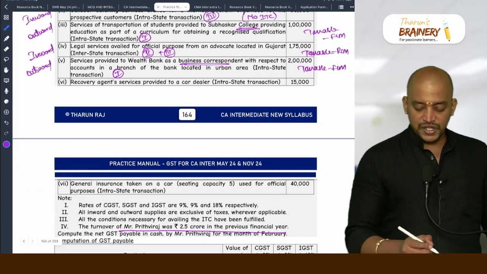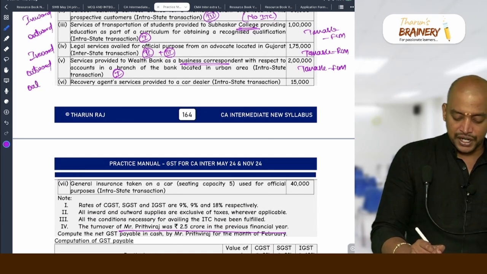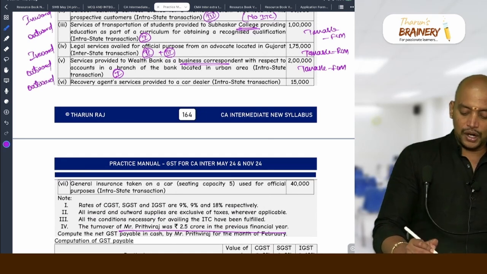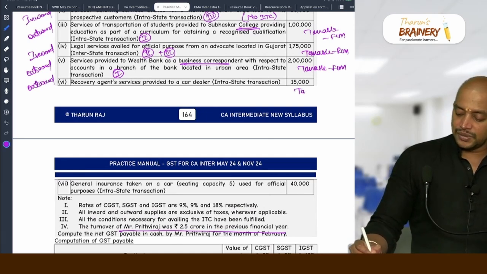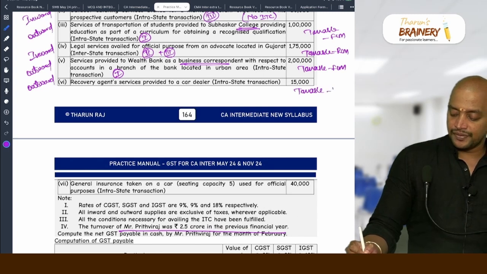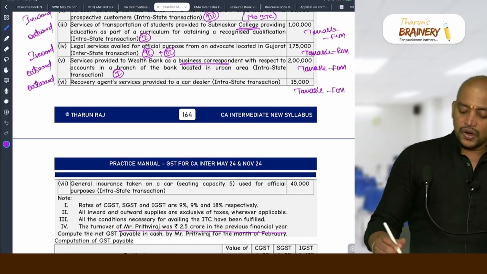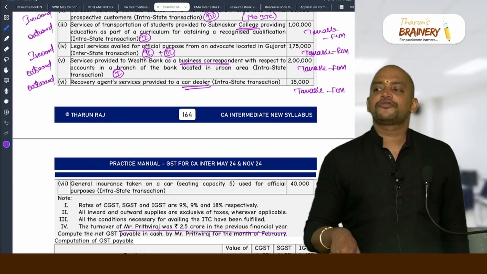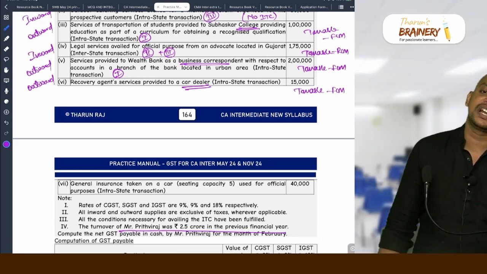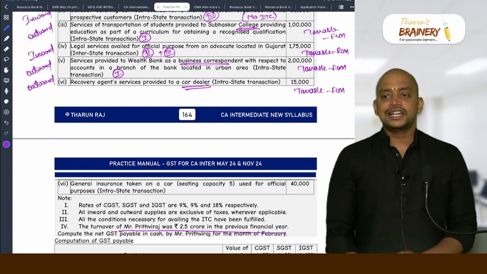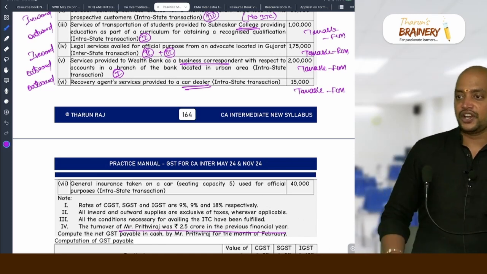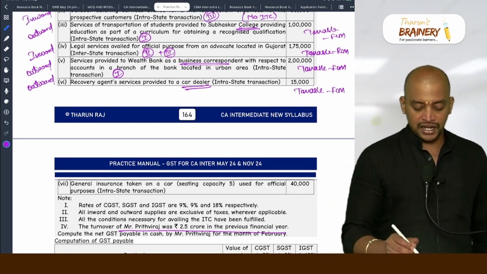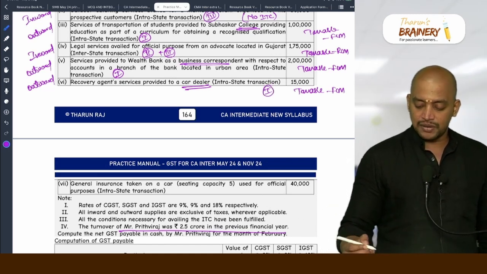Recovery agent service provided to a car dealer, inward or outward? Outward. Is it taxable? FCM or RCM? FCM. Only recovery agent service provided to bank or financial institution or NBFC will come under RCM. Car dealer, already we discussed, it will not be RCM, FCM only. So, where it will come? Statement 1.